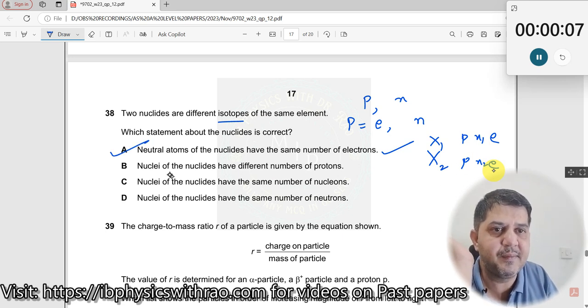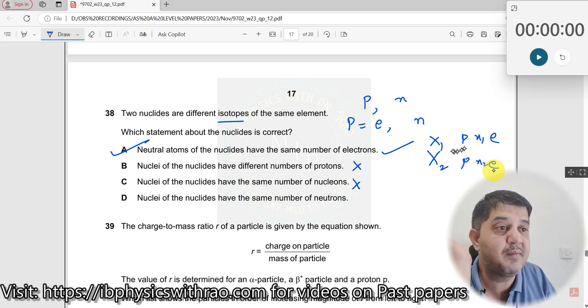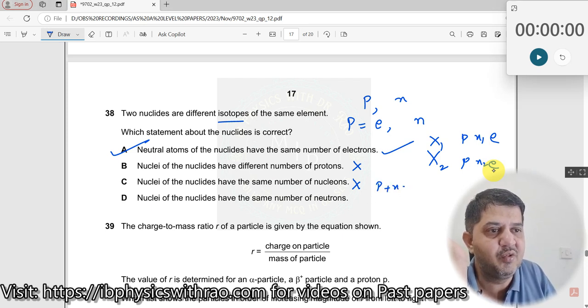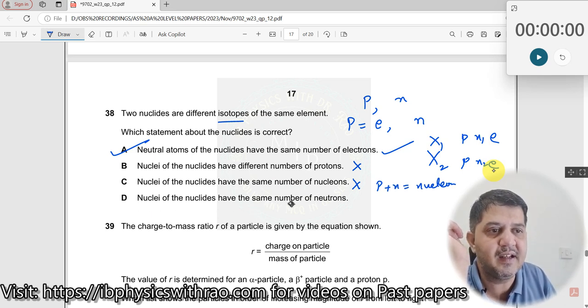Let us read the rest of them. Nuclei of the nuclides have different numbers of protons. Wrong. Nuclei of the nuclides have the same number of nucleons. No, because proton plus neutron will give you the nucleon number. Nucleon number will change.